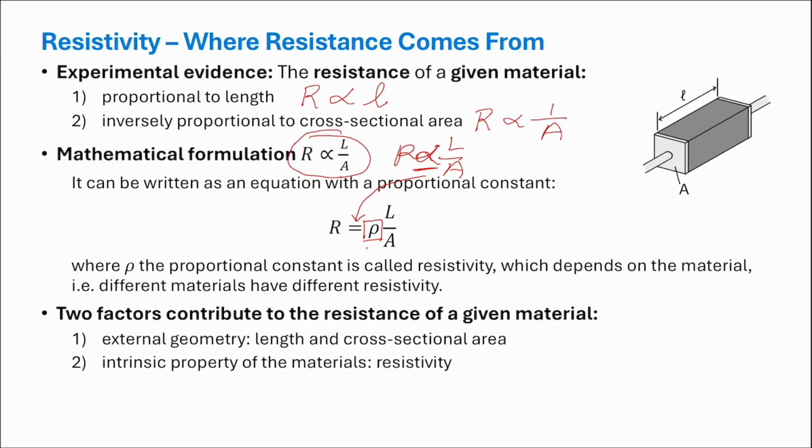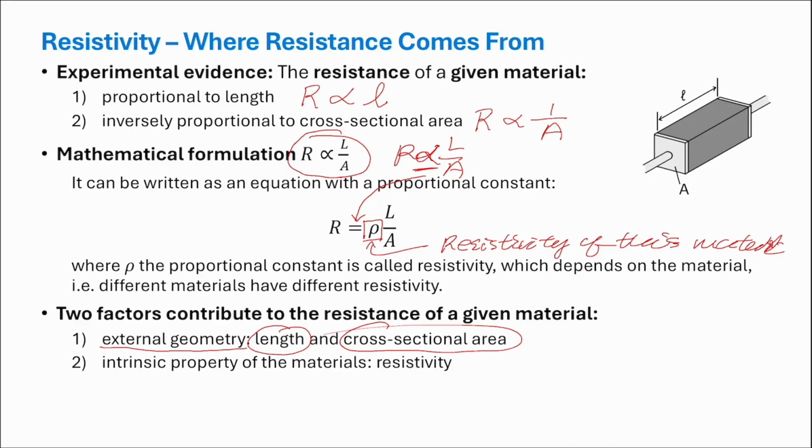This is called the resistivity of these materials. So let's summarize what we have. We know now that when we do the resistance measurement of a specific resistor, there are two factors. One is called external geometry, which is the length and the cross-sectional area. The other is the intrinsic property of the material.